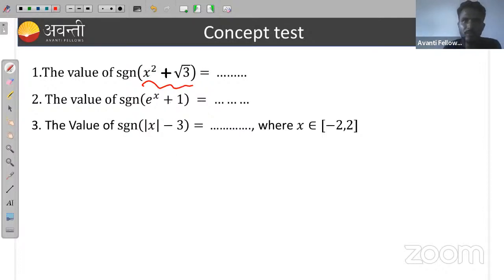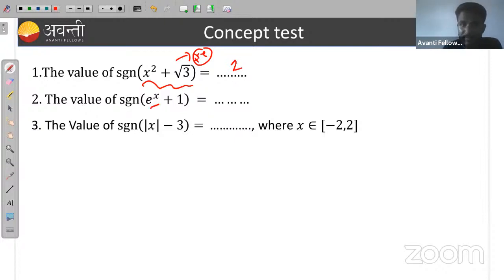You can see that this will be a positive number. Yes or no? x square means what? Any non-negative number. Okay, always going to be greater than or equal to 0, plus root 3. So this is always going to be positive. Yes or no? Positive हो जाएगा. So that means क्या हो जाएगा? Answer 1 है.